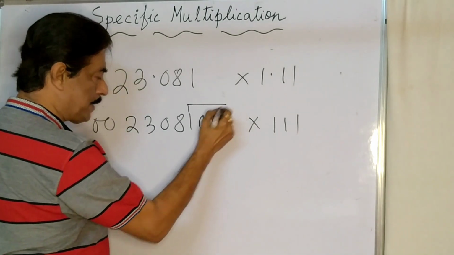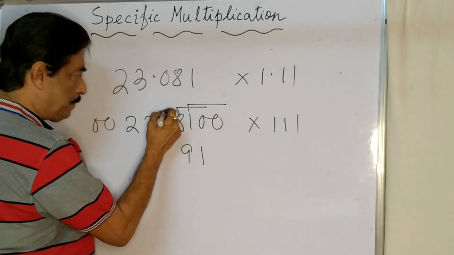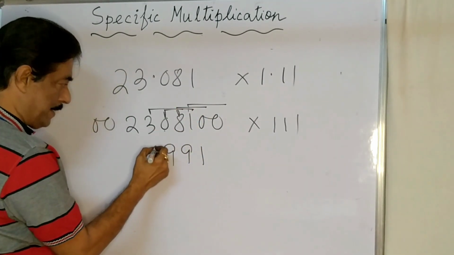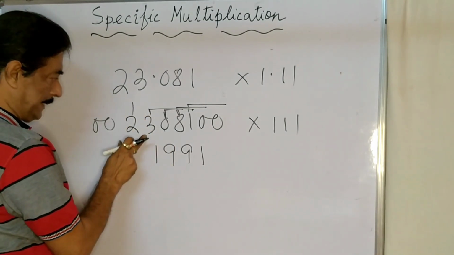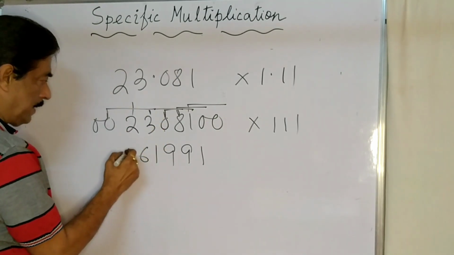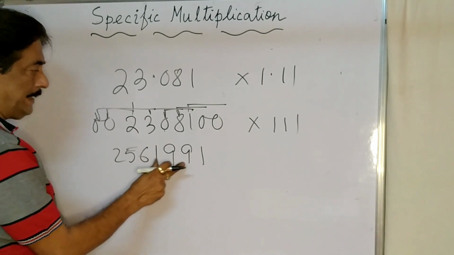So 1 plus 0 is a 1. 8 plus 1 plus 0 is a 9. 0 plus 8 plus 1 is a 9. 3 plus 8 plus 0 is an 11, so 1, carry 1. 3, 2, 1, 3. 3 plus 3 is 6, and 0, 6. No carry. This is 5. This is 2. So now 2, 5, 6, 1, 9, 9, 1.